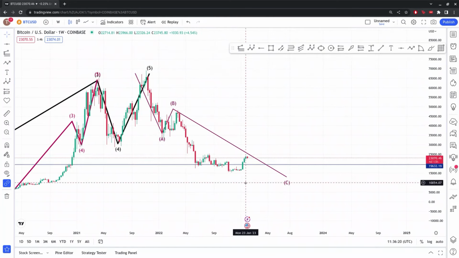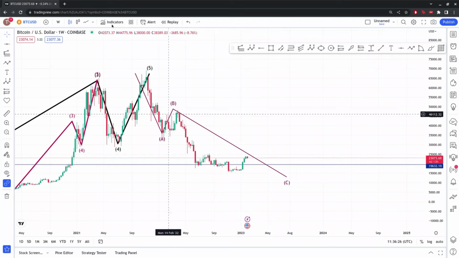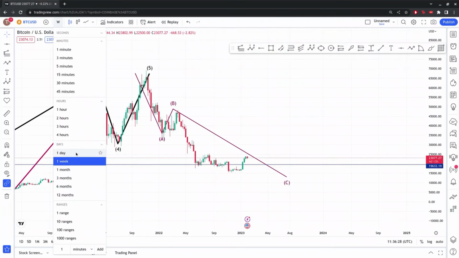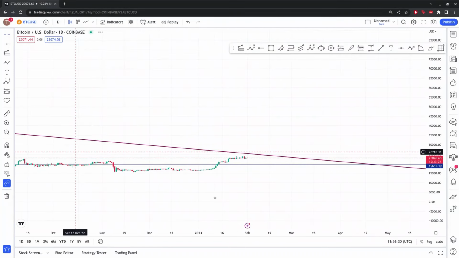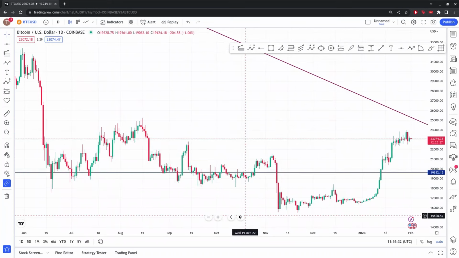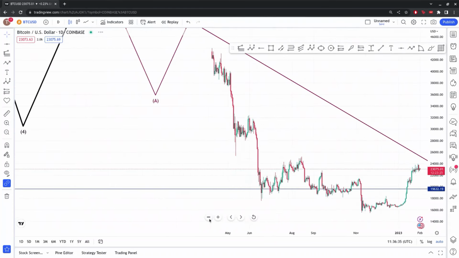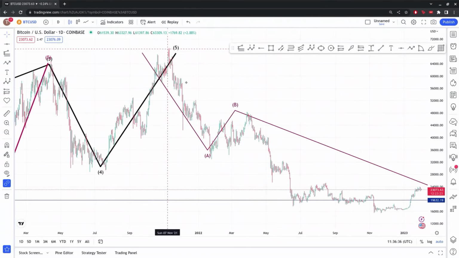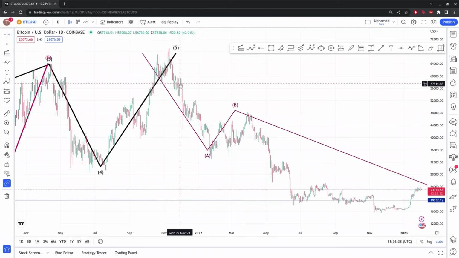I will be going down to the lower time frame in order to see the candlestick properly and to be able to count the fractals easily. So I'll be going down to the daily time frame, and I'll first start by dissecting the A wave. So the A wave, what to expect, either a five-wave pattern or a three-wave pattern.